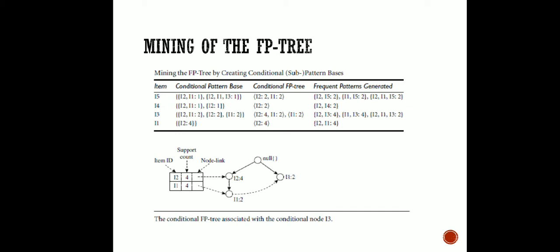Now let's look at the diagram. The conditional FP tree of I3 is shown here. You can see this is the conditional FP tree for the node I3. Using that pattern you can draw it on your own, right? So this kind of tree is going to exist for all the nodes for which we have calculated the conditional pattern. Okay, so this is the mining technique of the FP tree. In this way we can mine the FP tree.